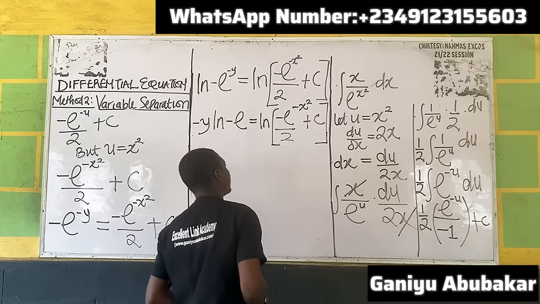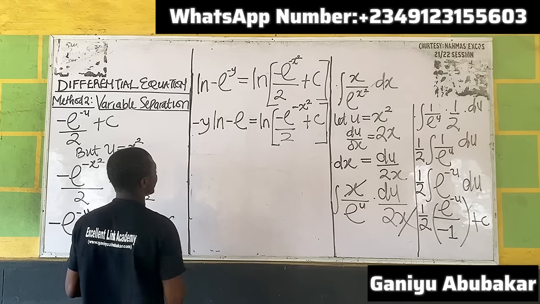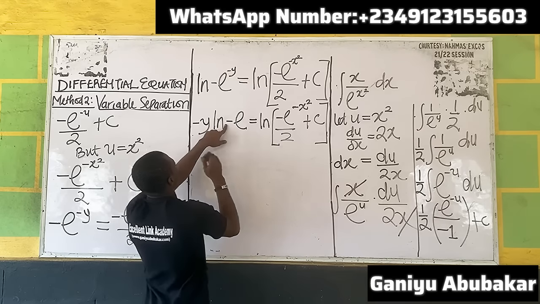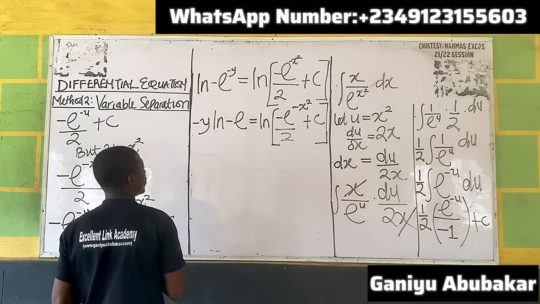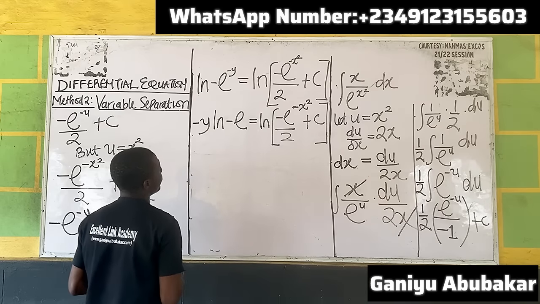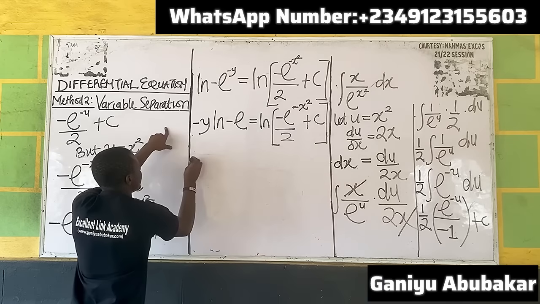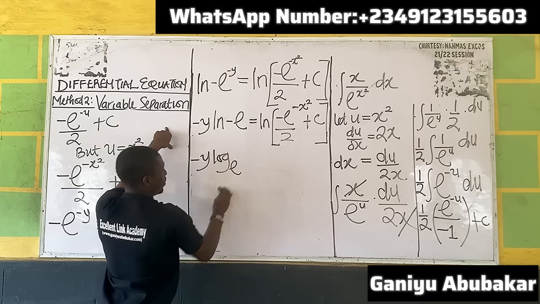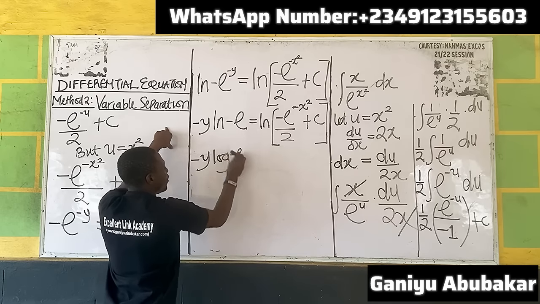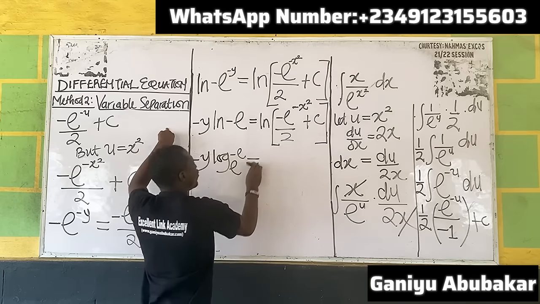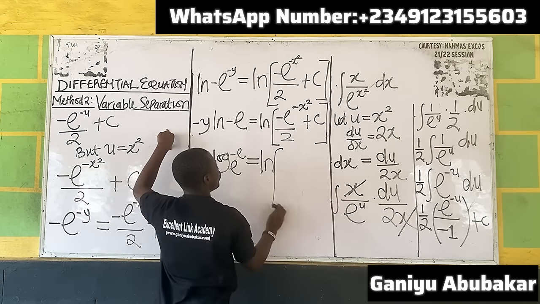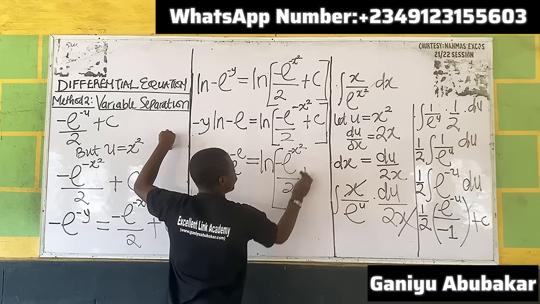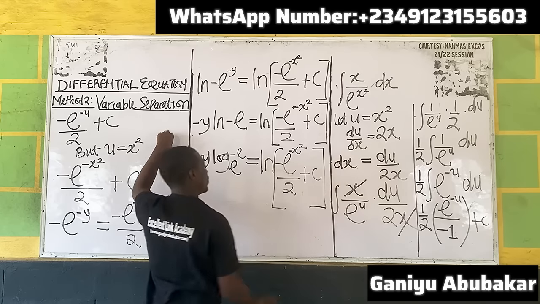Next task here is that I want to make y stand alone. What do I do here? I know very well that this gives you minus y. ln alone is log to base e. But I have what? A negative e here. Alright, it is now equal to ln of negative exponential negative x squared over 2 plus c. Alright, I have this one here.